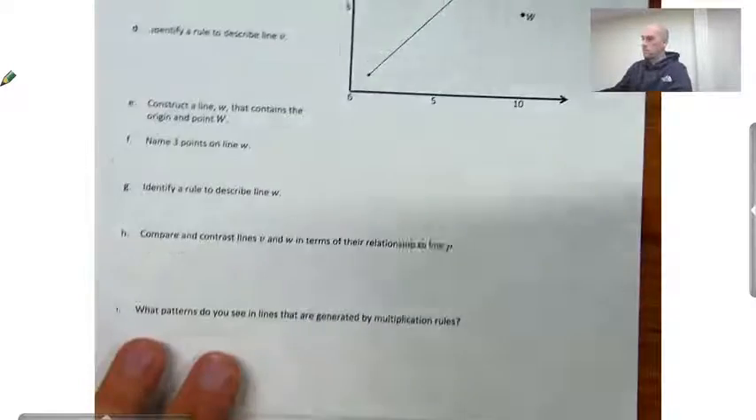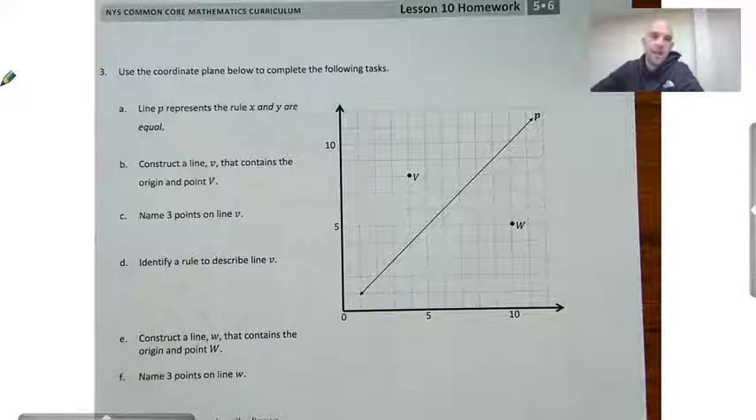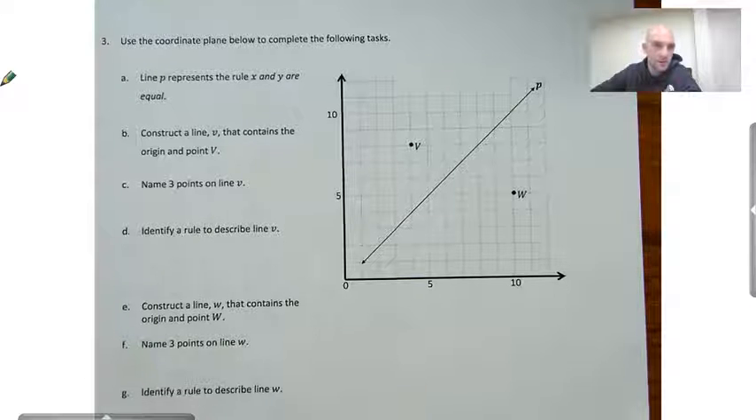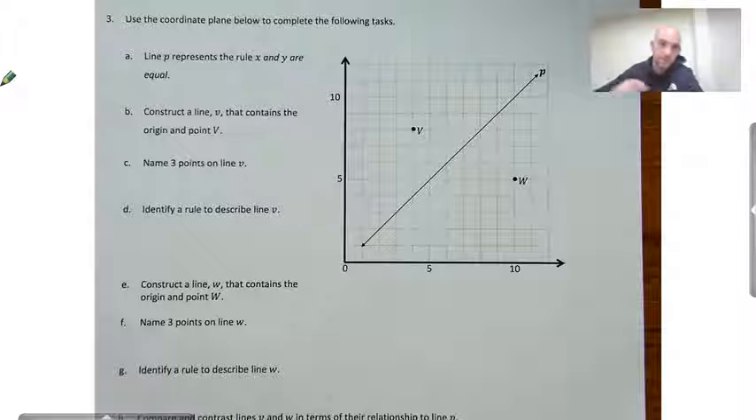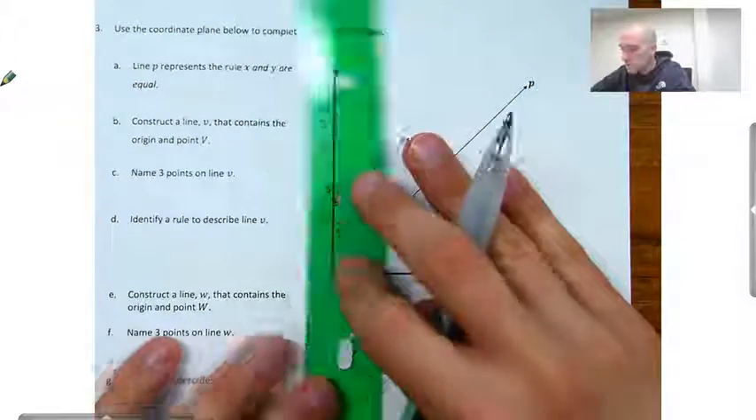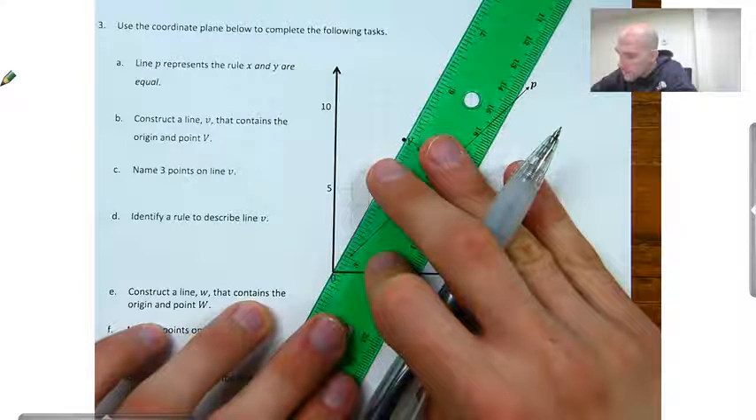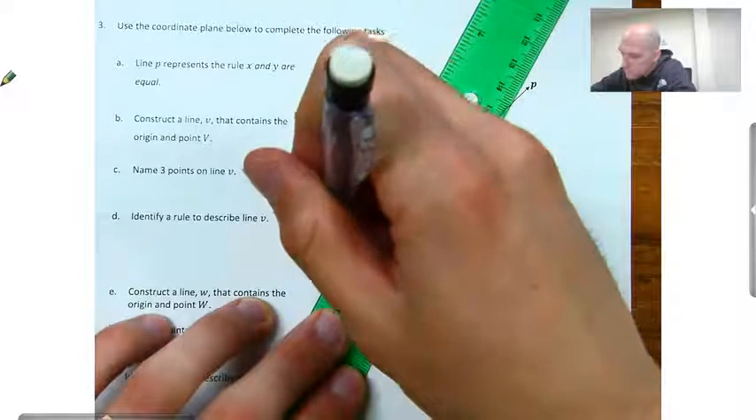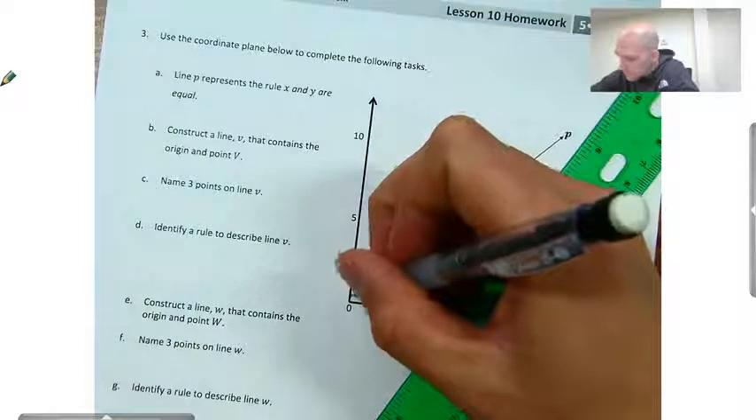We're going to be doing some rules with multiplication on this one. And it says line P represents the rule that x and y are equal. So again, we have that same line P on here. And this is construct a line V that contains the origin and point V. So let's start with the origin. And here is 0. We'll make a line that goes through point V and through the origin. That's going to be line V.